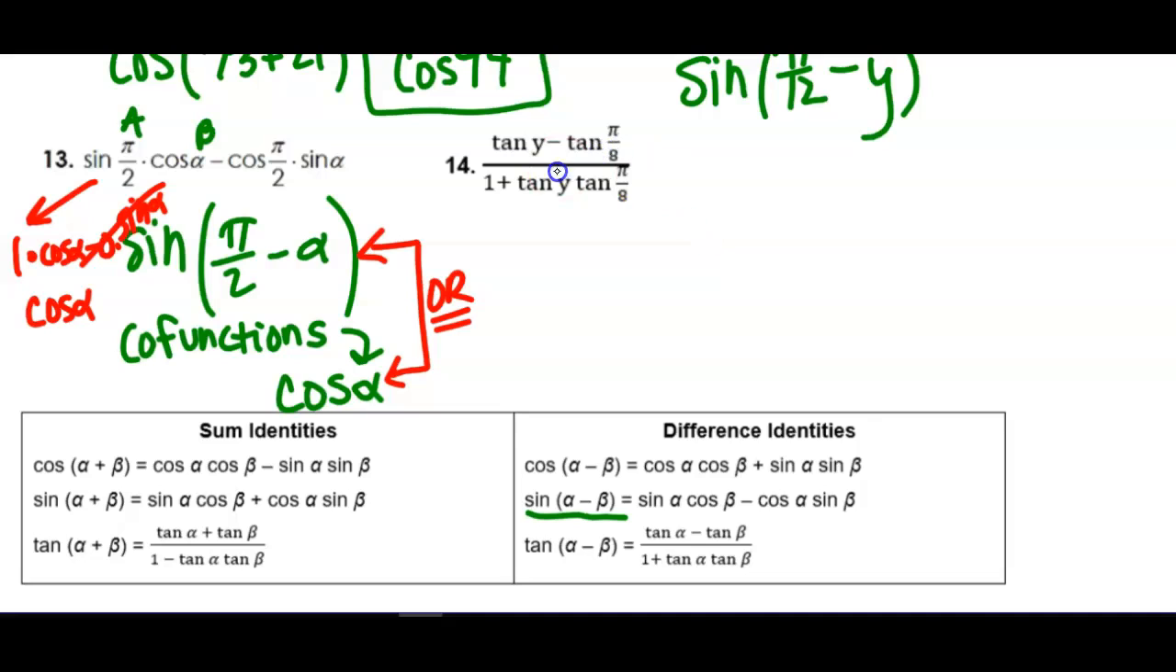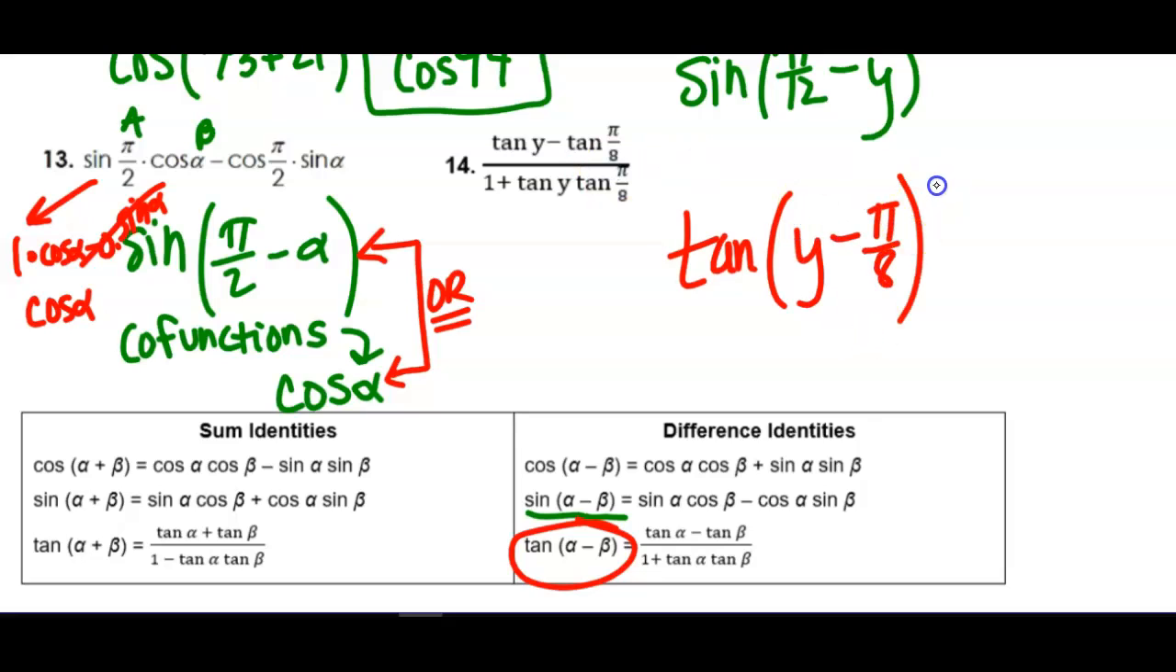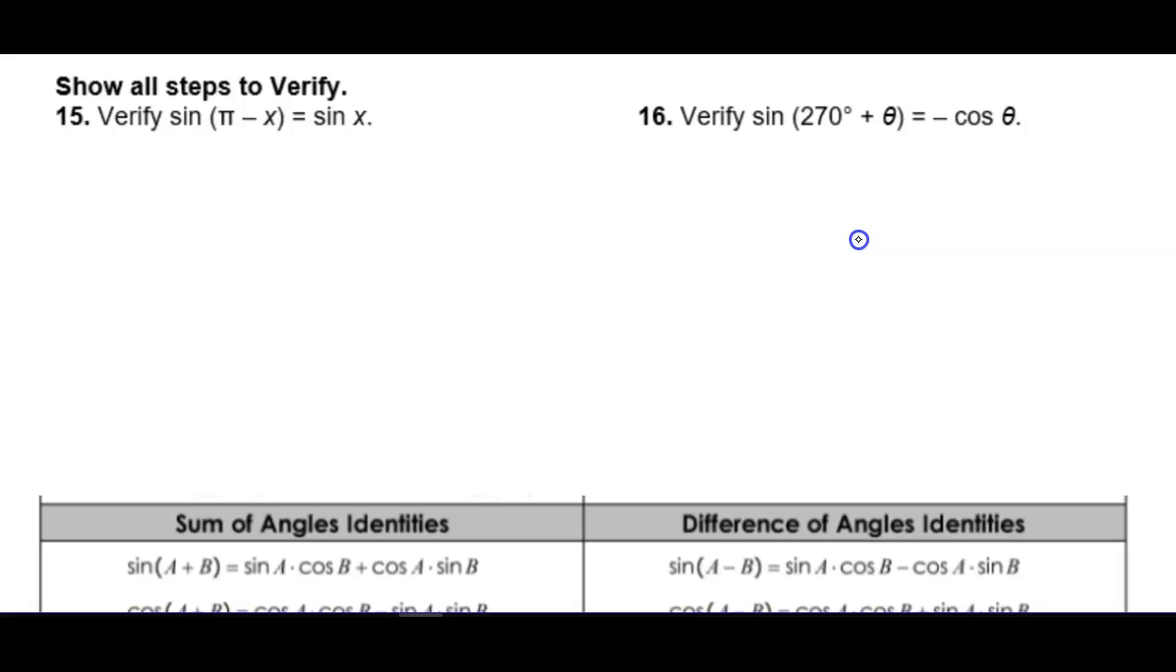All right. Tangent minus tangent over 1 plus tangent is this guy. So we have the tangent of alpha minus beta, which is y minus pi over 8. And that's not anywhere on my unit circle or my sheet, so I'm done. All right. I did not assign these. I should, because they're so easy.